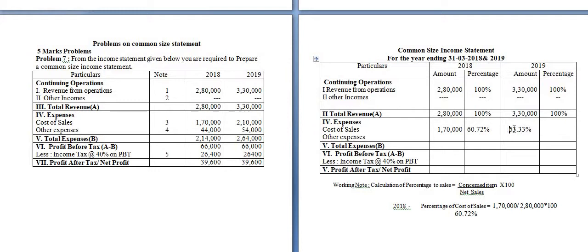First we have to write the amount here. Percentage will be in this column. Amount is 2,10,000. Okay. Next, other expenses. How much is the amount of other expenses? 44,000. Percentage: 44,000 divided by net sales.